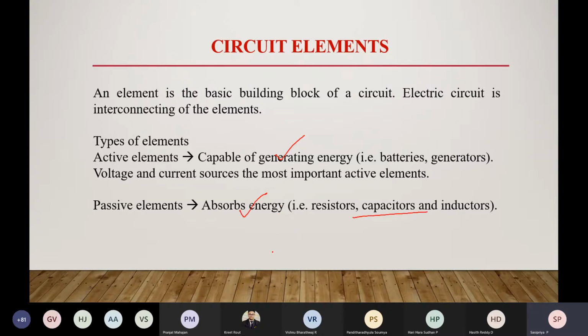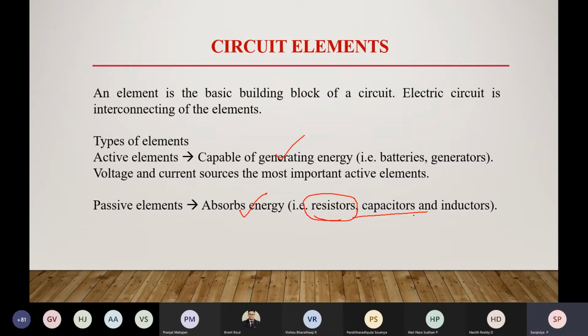So we are going to start with the DC circuits. What is a DC circuit? That is the circuit which is going to have a constant voltage source, direct current, or a constant current source. Here we are going to consider the circuits consisting of only resistors.